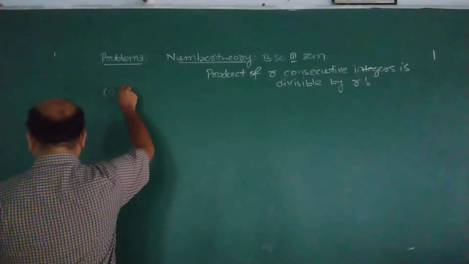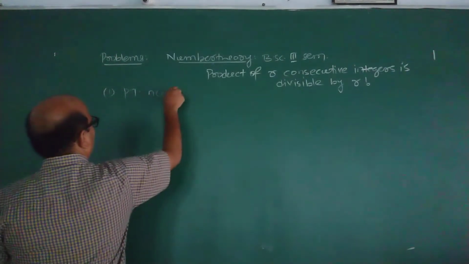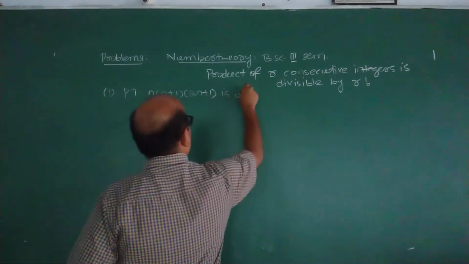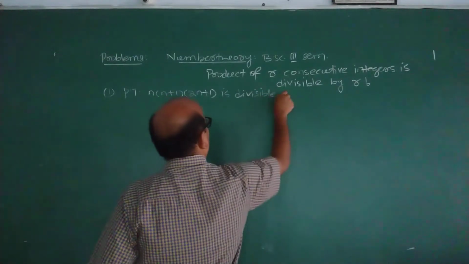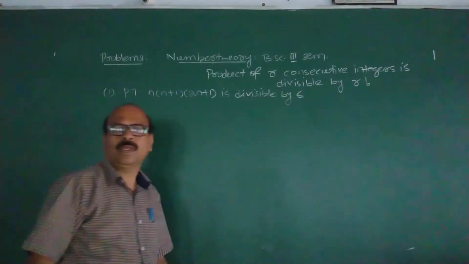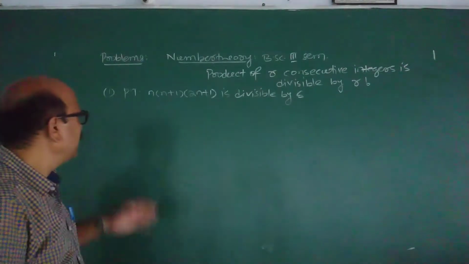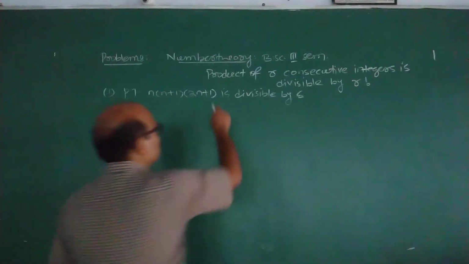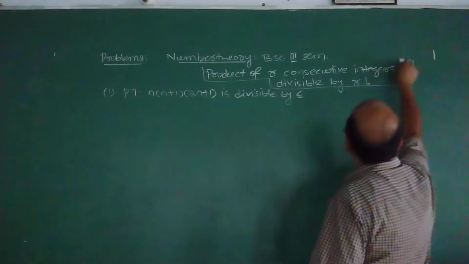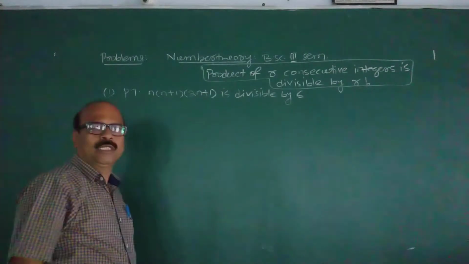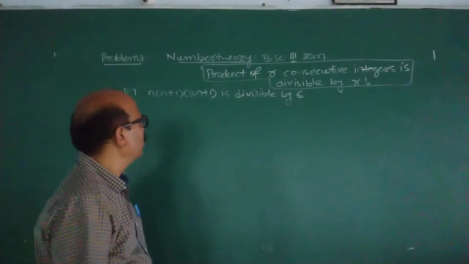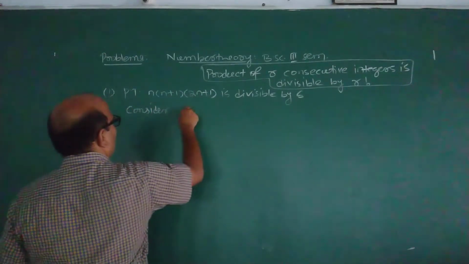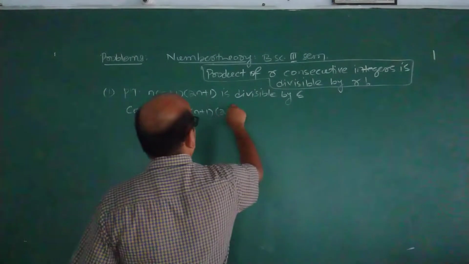Example: prove that n into n plus 1 into 2n plus 1 is divisible by 6. We use this result here: product of r consecutive integers is divisible by factorial r. You have to express this as a product of consecutive integers. Consider n into n plus 1 into 2n plus 1.